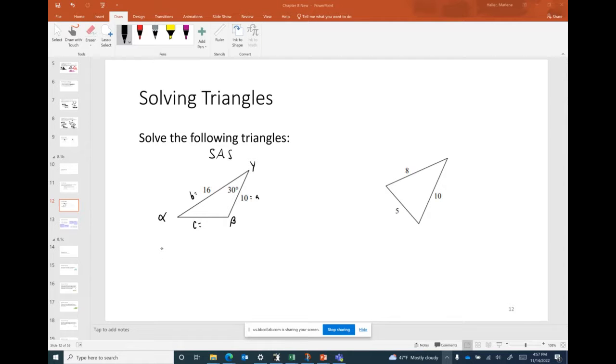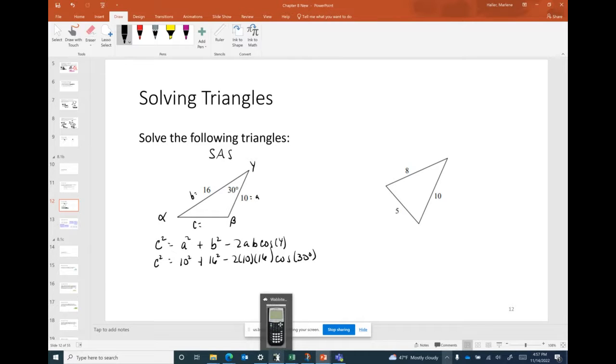I can say that C squared is equal to A squared plus B squared minus 2AB times the cosine of the angle across from C, gamma, right? So for this triangle, C squared is going to be 10 squared plus 16 squared minus 2 times 10 times 16 times the cosine of 30. All right, let's see what that is.